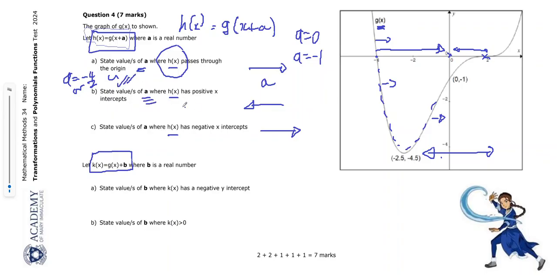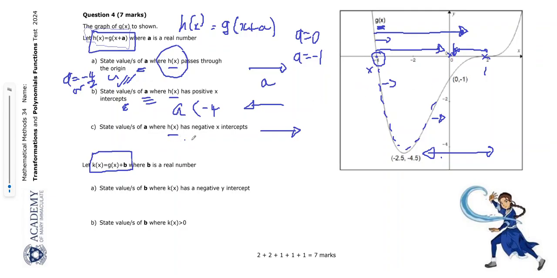State the value of a where h of x has positive x-intercepts. Both of them have to be positive. So at the moment I've got one positive and one negative. I've got to move this graph more than 4 units to the right, so that this x-intercept at -4 then sits in the positive area. So a's got to be less than -4, so that you move more than 4 units to the right.